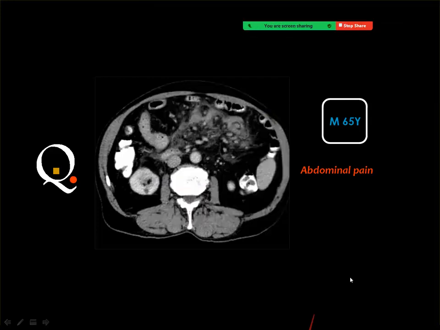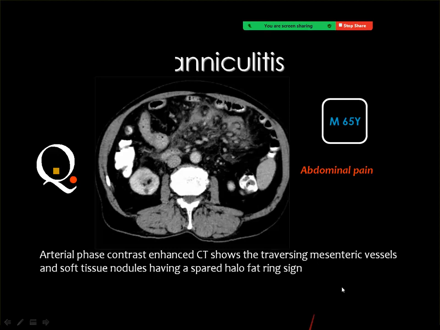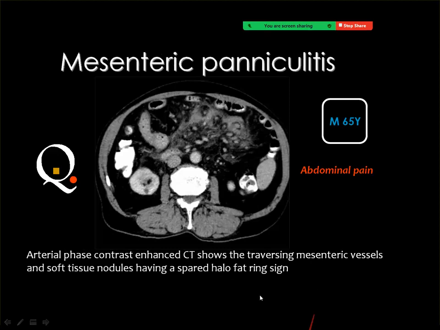Yes, and this is mesenteric panniculitis, which is one of the frequently seen lesions in clinical practice. And they are frequently either missed or interpreted as lymphoma or other possibilities. Mesenteric panniculitis is an inflammatory reaction in the mesentery, and it results in an abnormal haziness of the mesenteric fat with a very characteristic fat halo sign around the mesenteric vessels.